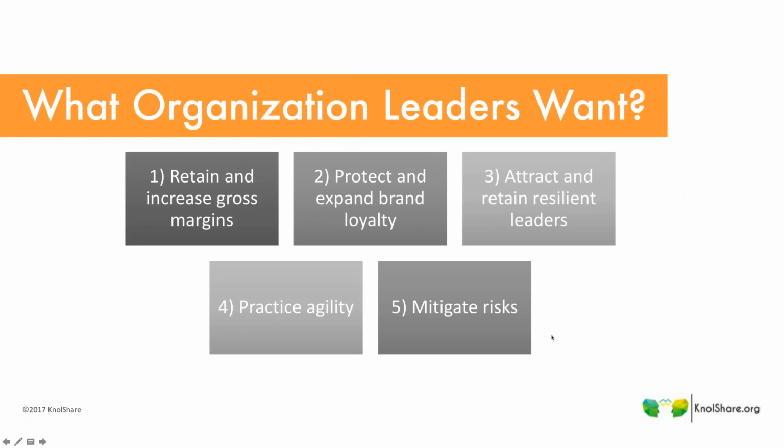Now, what do organization leaders want? There are 5 things. Organization leaders pursue a few goals that enable them to maximize profit for shareholders and sustain the viability of the organization. They simply want, 1, to retain and increase gross margins. 2, protect and expand brand loyalty. 3, attract and retain resilient leaders. 4, practice agility. And 5, mitigate risk.